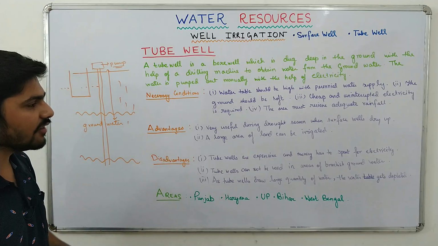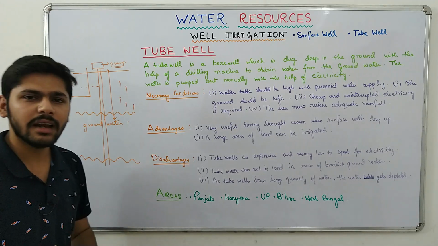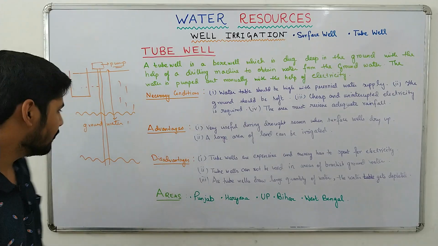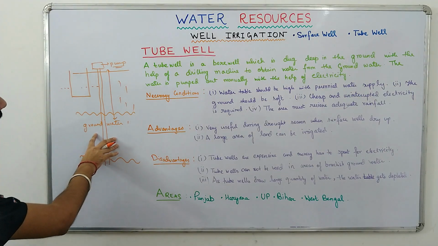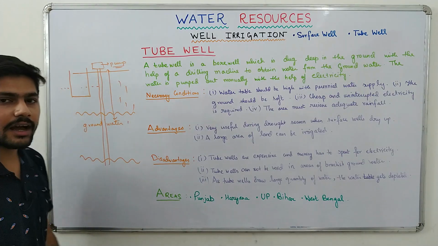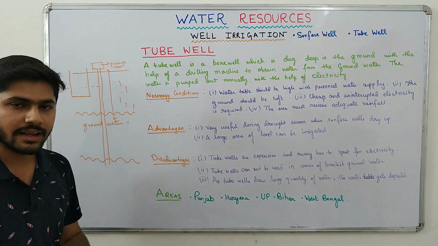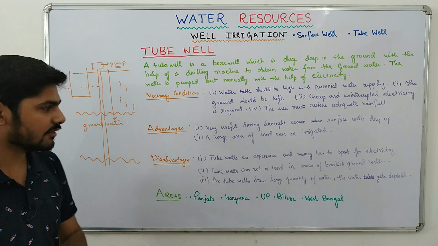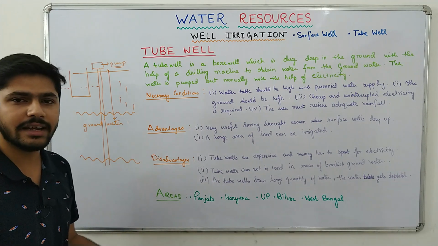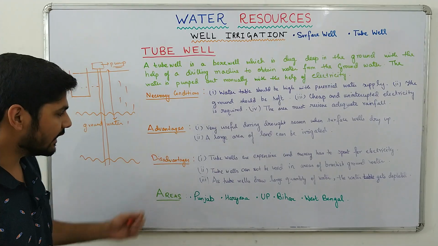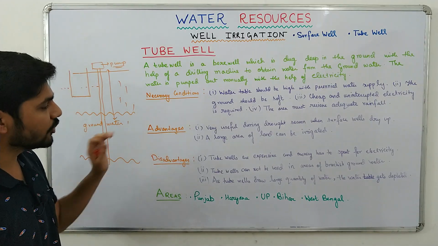Then a large area of land can be irrigated. Now it is a simple concept. If you take water from the groundwater and if you are using a pump, then a large amount of water can be received. And if a large amount of water is received, then a large area of land can be irrigated. Very simple. Then what are the disadvantages of a tube well?